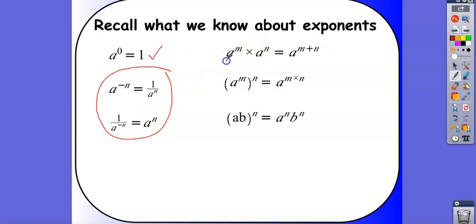Okay, when you're multiplying with the same base, you add the powers. When you do a power to a power, you multiply. And when you have an exponent out here, this is like the product one, it has to go on the A and on the B when it's in the parentheses.